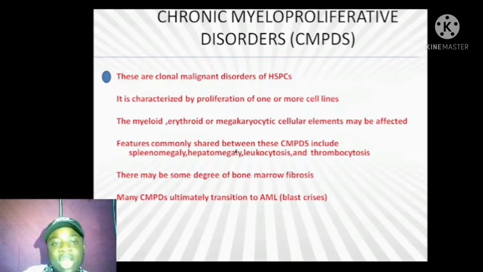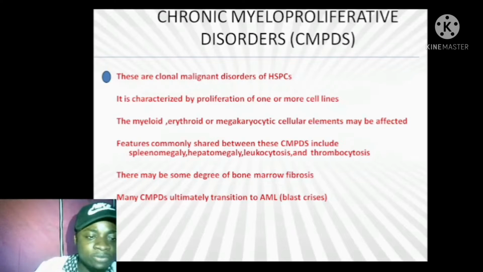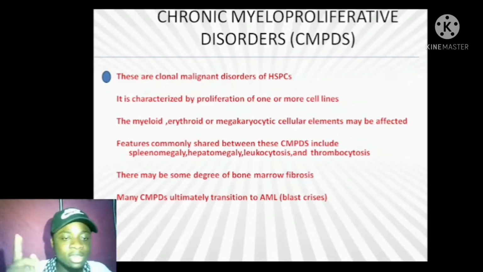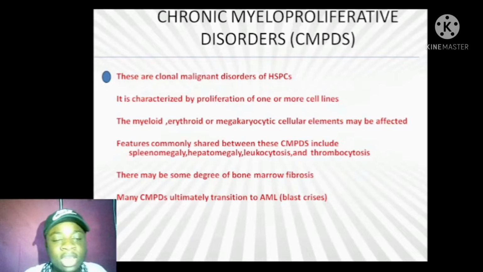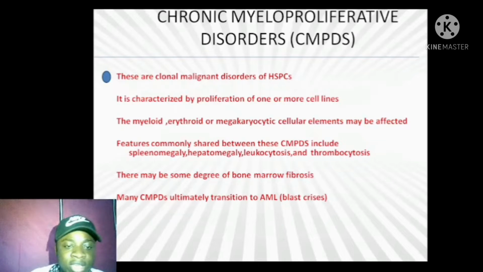Remember that they are clonal malignant disorders of hematopoietic stem cells. So in this case, the malignant cell will push the hematopoietic stem cell out of the bone marrow. They will predominate in the bone marrow, and whenever the malignant cells predominate, they can infiltrate tissues. What do I mean by tissue infiltration? They can move to tissues like the liver, the spleen, and other lymphoid tissues, and there they will cause splenomegaly and hepatomegaly, as we see here.